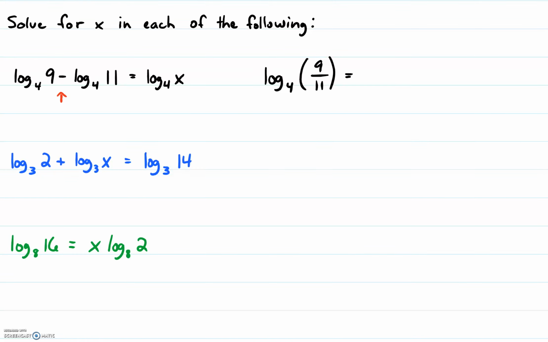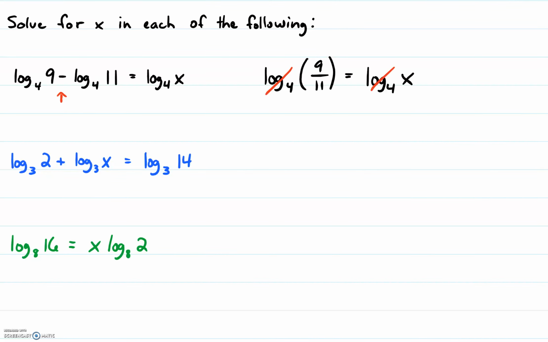And so now the left-hand side of this equation has gone from two terms to one term, and we can not do anything with the right-hand side. We're just going to say it's equal to log base 4 x. And so now we have log base 4 of something, 9 over 11, is equal to log base 4 of something, x. And so since we have log base 4, and we have an equal sign in between the two, then obviously these terms have to be equal.